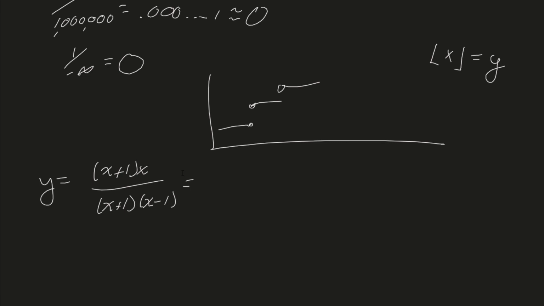This function is actually going to be given to you in a different form. It's going to be given to you as x squared plus x over x squared minus 1. That's what they'll give to you. You'll have to figure out that there's an x plus 1 in the numerator and an x plus 1 in the denominator, and you're going to have to cancel them. But after you cancel them, you see, you end up with x divided by x minus 1.